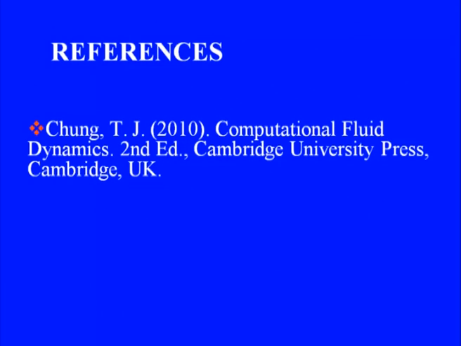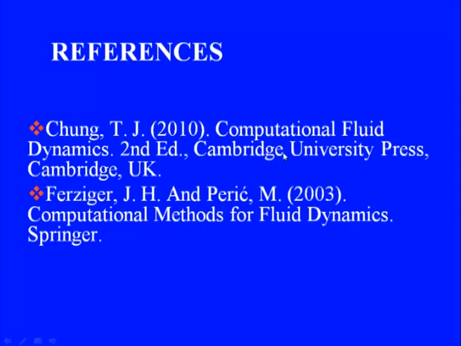Okay, the references which we have referred to today, specifically for some algorithms, there are two which you can refer to: Computational Fluid Dynamics, 2nd edition, Cambridge University Press, by Chung T.J., published in 2010. Similarly, you can also refer to Ferziger and Peric's book, Computational Methods for Fluid Dynamics, published in 2003. In the next lecture, towards the end, I will give you a consolidated set of the books or references which would be very useful for learning the finite difference method and the CFD applications based on that.